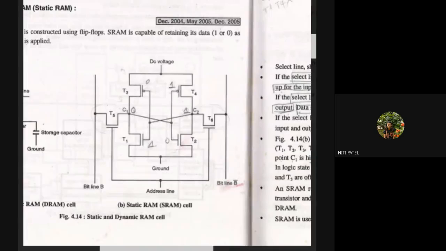Now, how are these transistors connected? They are connected in a cross-coupled manner. Cross-coupled means ये जो C1 है ना, वो T1 और T3 के जगह पे T2 और T4 को भी connected है. Again, if you see this, C2 is connected to T1 and T3 also, along with T4 and T2. Okay, the cross couple.